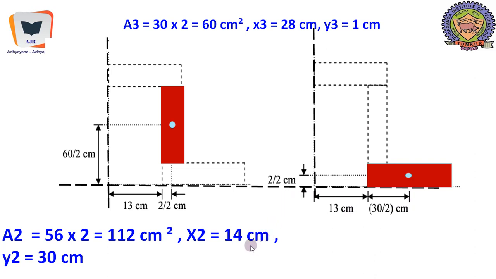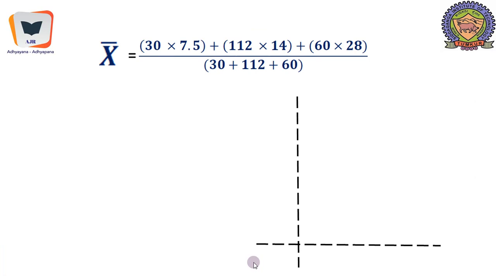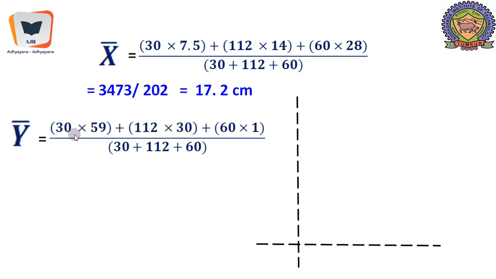So now we have gotten all the areas of the 3 elementary figures as well as their corresponding centroidal distances with respect to the reference axis, both in the x direction as well as in the y direction. It's only computation of the centroidal distances with respect to the reference axis. X bar is a1 x1 plus a2 x2 plus a3 x3 divided by a1 plus a2 plus a3. It will give us 17.2. On the other hand, y bar is 30 into 59 plus 112 into 30 once again, that is a1 y1, a2 y2, a3 y3 divided by a1 plus a2 plus a3. That will give us 25.7 centimeter.